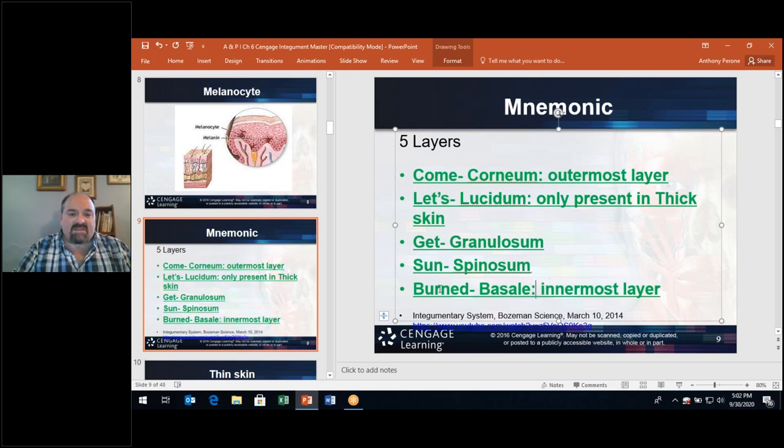All right, so let's get sunburned. We start from the outermost layer. For thick skin there are five layers: corneum, lucidum, granulosum, spinosum, and the basal layer. So these are the five layers in thick skin.